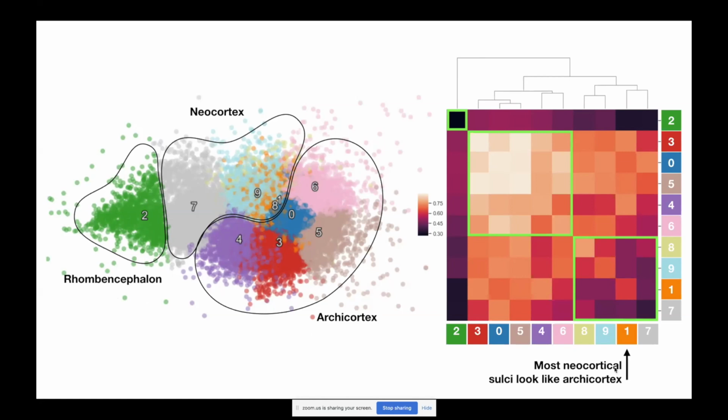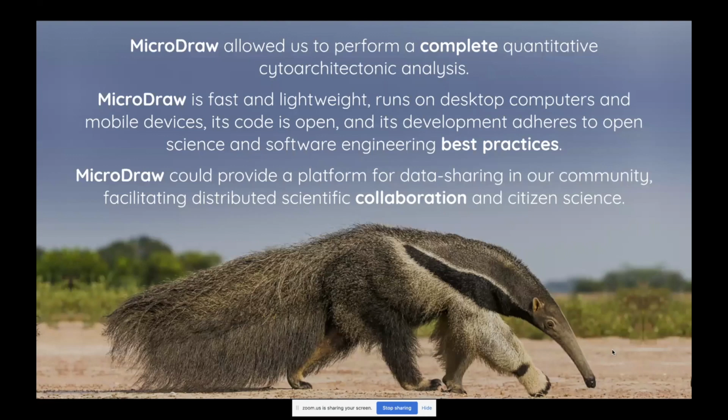Thanks. Yes. So most neocortical sulci look like archicortex. That was something funny we observed, and we were very happy about that. And to conclude, I could just say that MicroDraw now allows us to perform our first complete quantitative analysis of cytoarchitecture. And it's fast and lightweight, and runs on desktop or mobile devices.